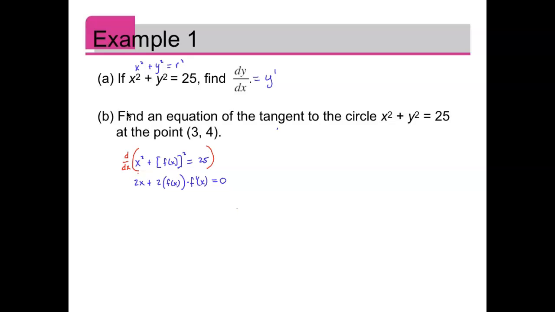All right. Next step, let's replace f of x with y. So I'll have 2x plus 2y times y prime equals 0. And then last, we'll just solve for y prime. We just want to isolate y prime. So 2y times y prime equals negative 2x. y prime equals negative 2x over 2y. y prime equals negative x over y.